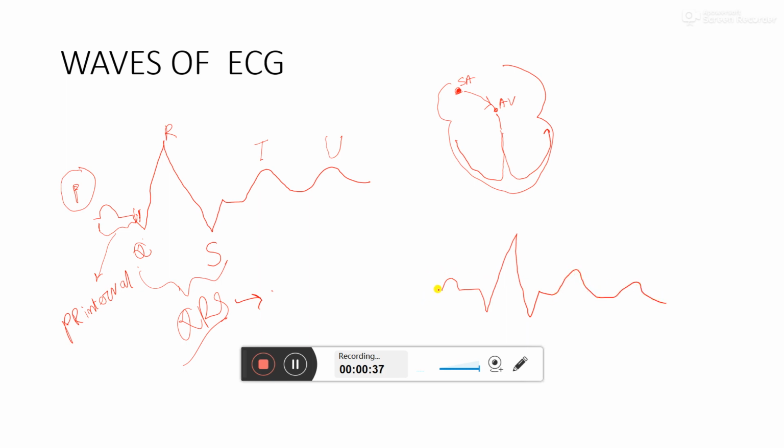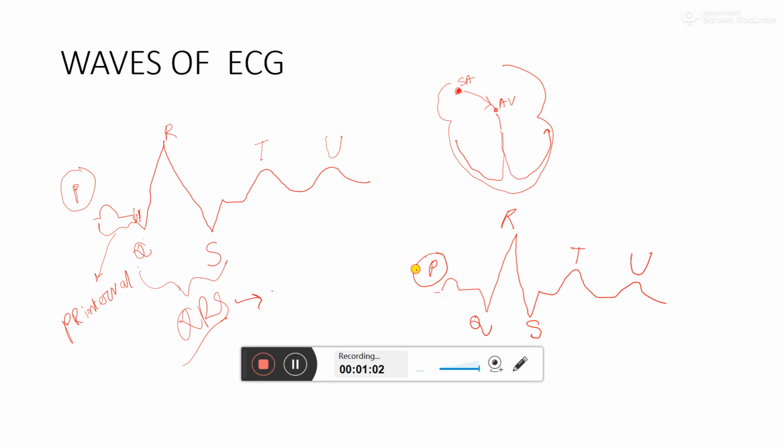It will look like this. It starts with the P wave, which represents atrial contraction, followed by the negative deflection, the Q wave, then the positive deflection, the R wave, followed by the negative deflection, the S wave, and this is the T wave, and sometimes this comes, the U wave.